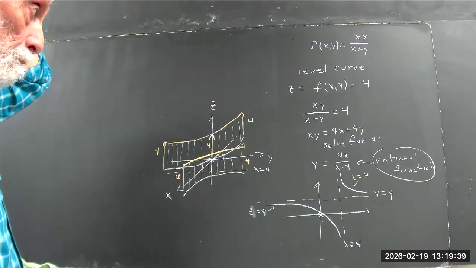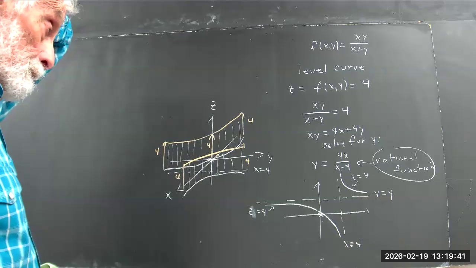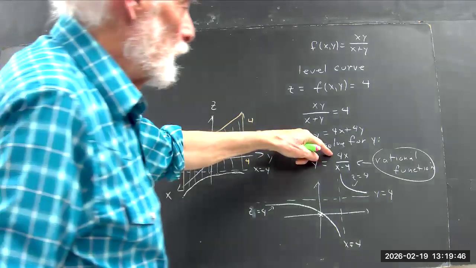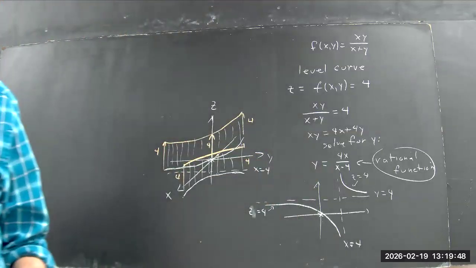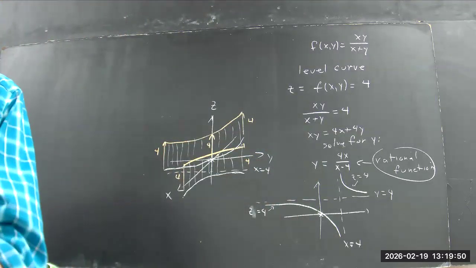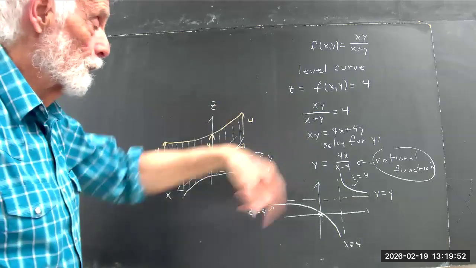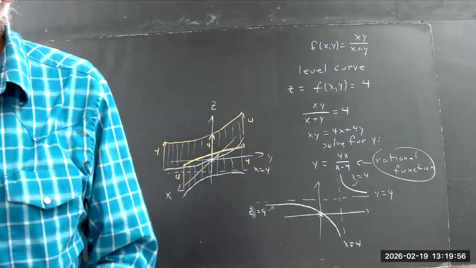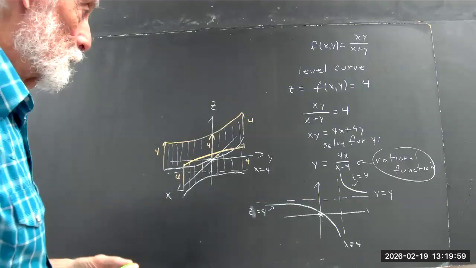Now, what if we want the z equals 5 curve? It would be 5x over x minus 5. You can do the solution, but it's just similar to this. We're just going to have 5s where we had 4s, I think. Okay? So what's that going to look like?